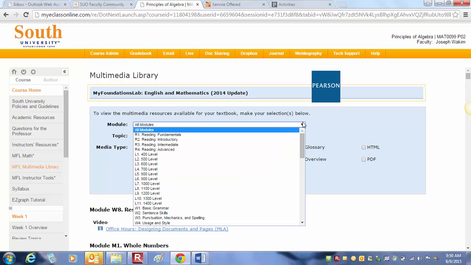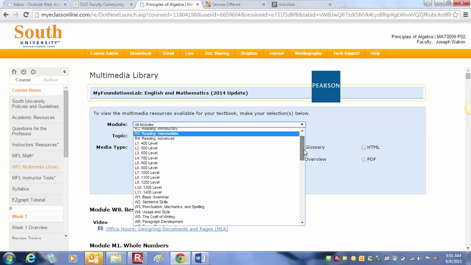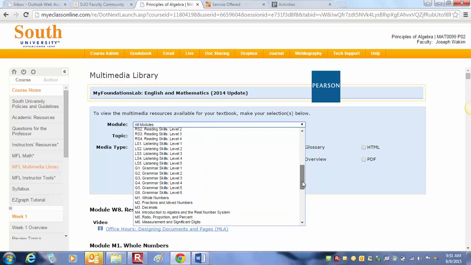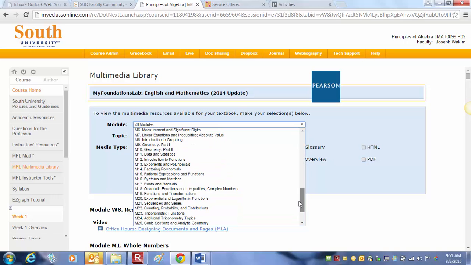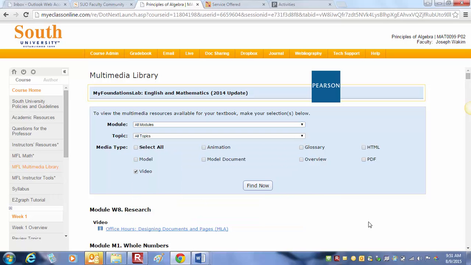This class also has readings, but we don't want to worry about reading for now. We only worry about mathematics. So let's look at the mathematics part. Here we have all these topics about mathematics: exponents and polynomials, linear equations, measurement, introduction to graphing. Any question that you have, we have videos for that, and you can check it here.